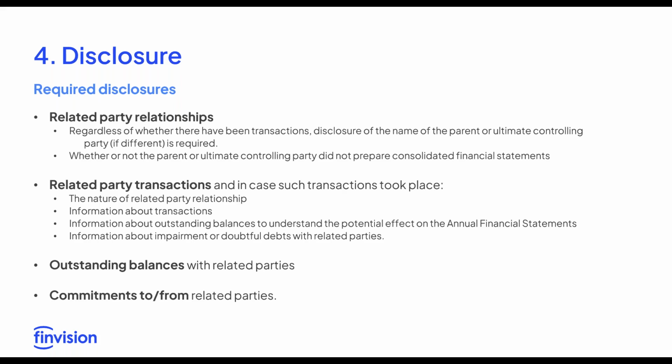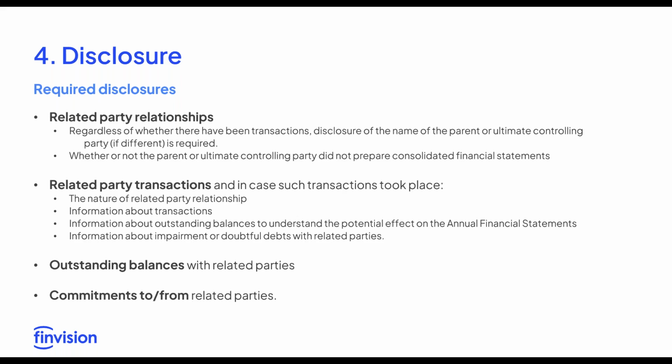And the minimum to mention is the parent or the ultimate controlling party, if that would be different. It's also important to mention whether the parent or the ultimate controlling party did or did not prepare consolidated financial statements. Second category of required disclosure is related party transactions.